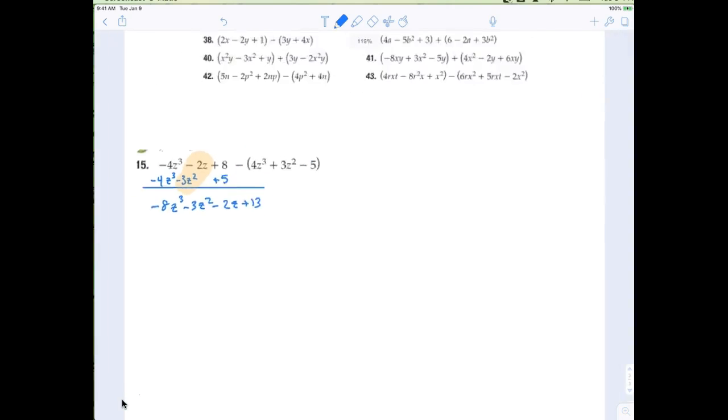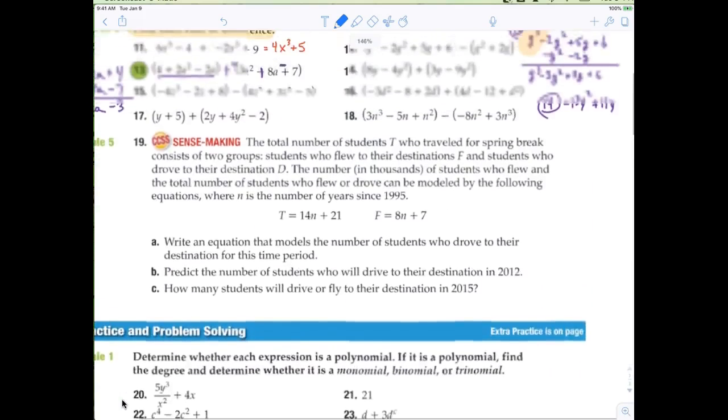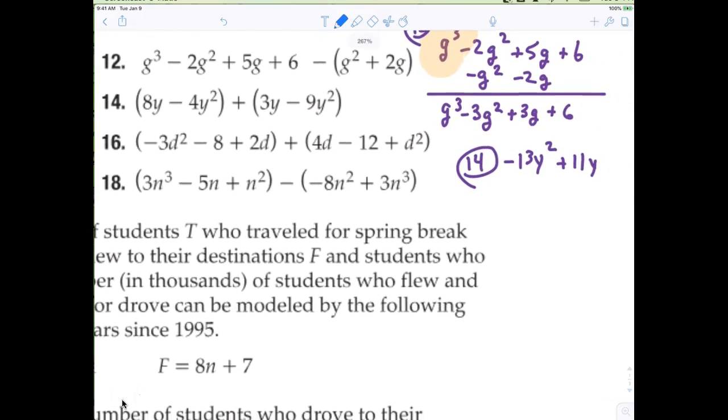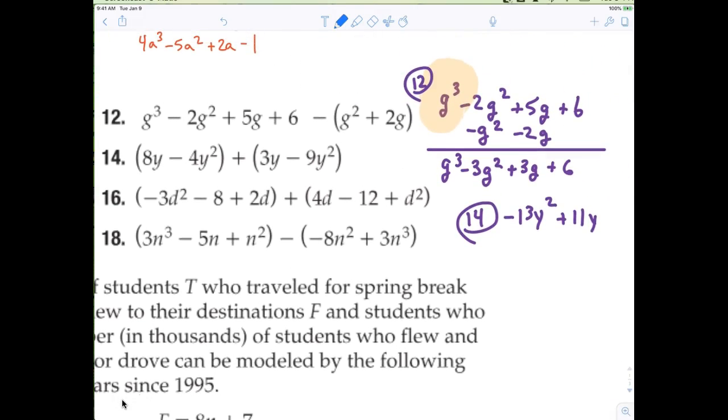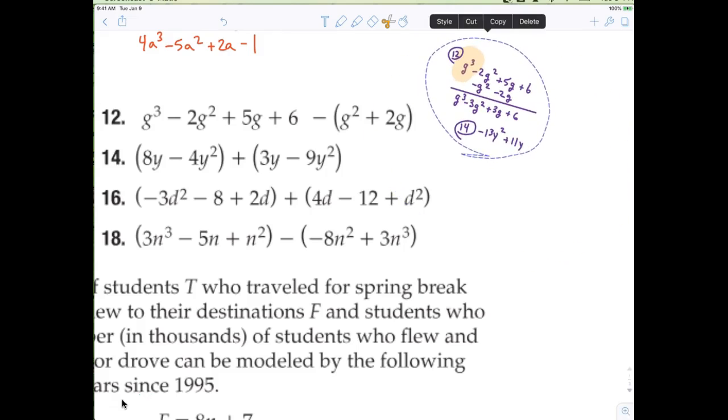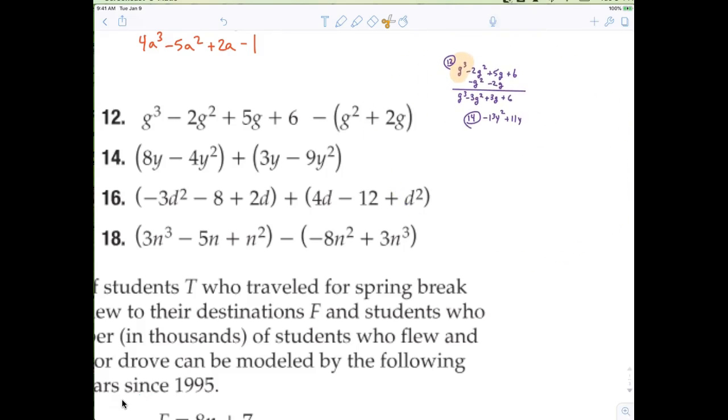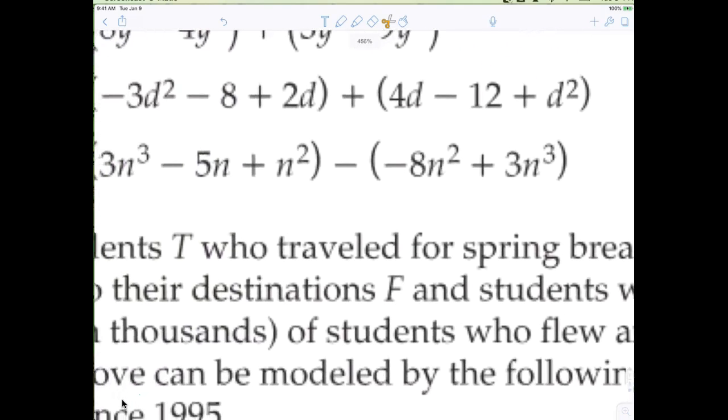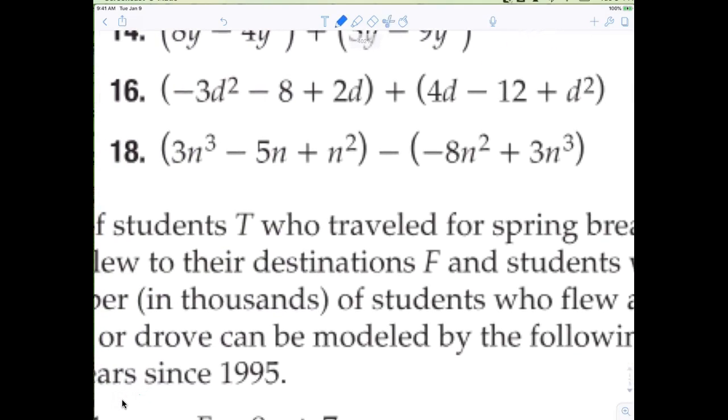All right, let's check out 16. Now, why do I like 16? Yeah, we're just adding. Do you agree? So here, this is just a mental math problem.